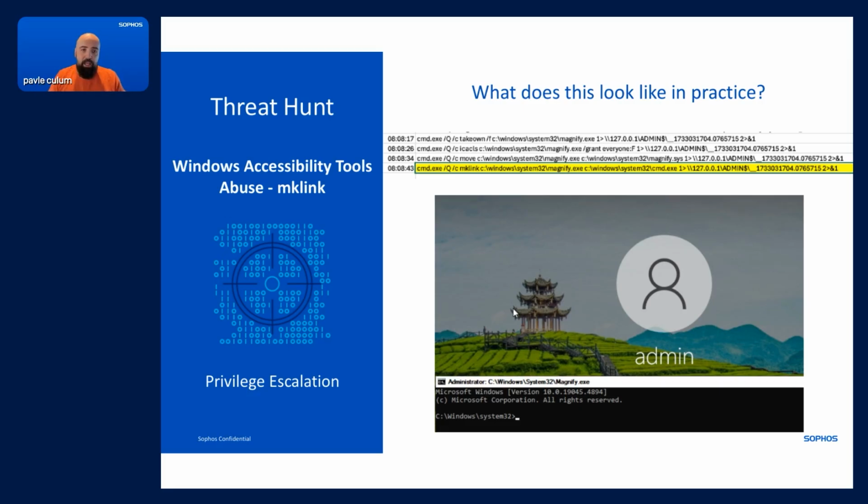Once the attackers actually had access to a machine. So this does preclude and does require access to a machine in order to circumvent the protections. In this case, the file magnify.exe, which is a magnifying glass, a utility accessibility tool by Windows, was removed from its original location. A hard link was created between magnify.exe and, lo and behold, cmd.exe. So what does that mean in theory?